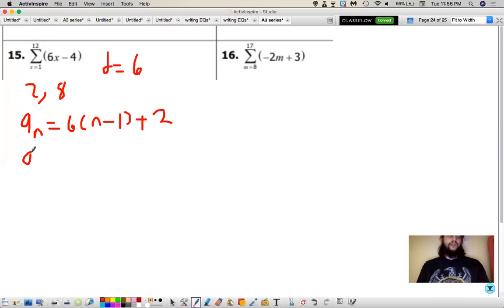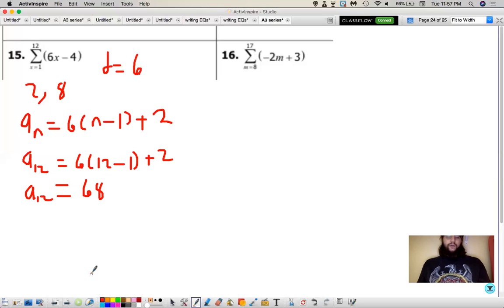And then we're going to do A12 because it says all the way to 12. That's 68. It's 11 times 6 is 66 plus 2 is 68. So yeah, you can check me in the calculator. I know that's right.